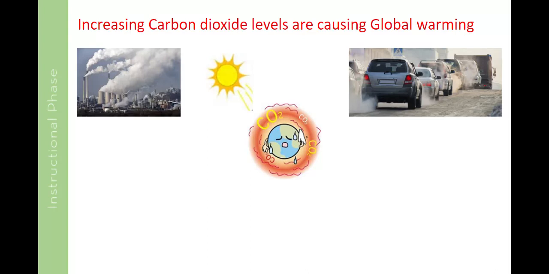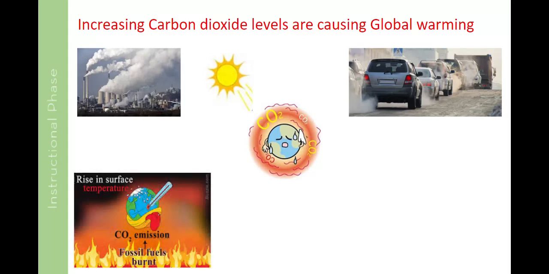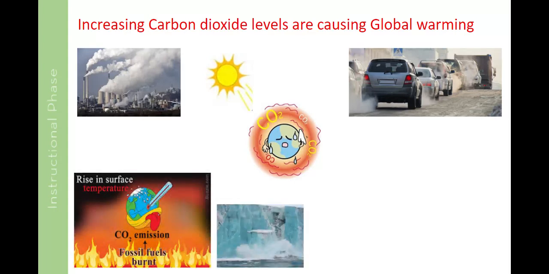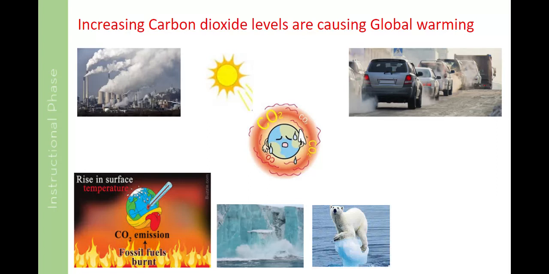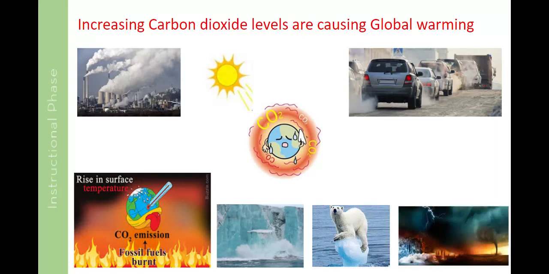And again, the consequences of this are rising sea levels as the ice melts. If sea levels are rising, more land is going underground. We've got loss of habitats, and we've also got climate change, severe changes in weather patterns.